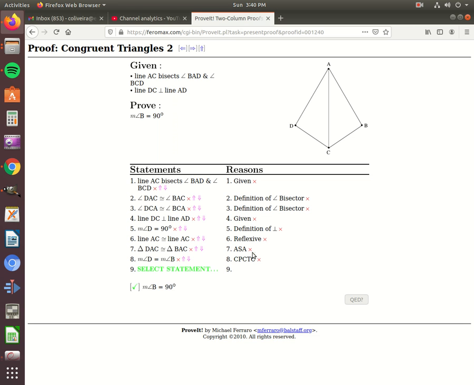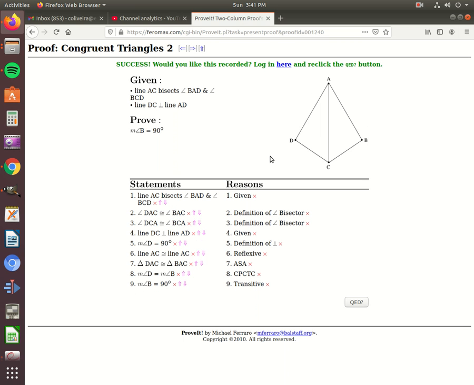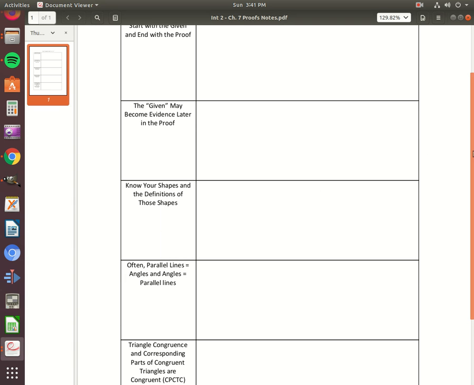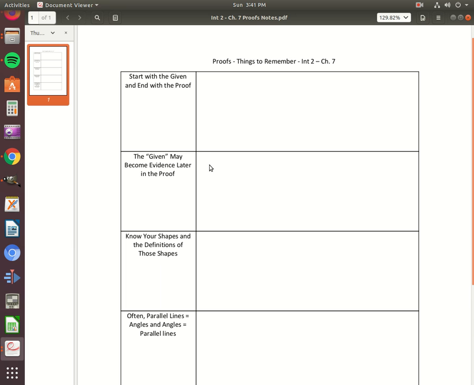And now finally, I'm going to end with what I'm trying to prove. And I only have one extra choice, so it's got to be transitive. But transitive is very much like substitution. Like, hey, this equals 90 and this equals this, so they equal each other, right? If A equals B and A equals C, then B equals C. So these must be equal because of transitive. And let's see if that's true, and I got it right. So a lot going on with this proof, but you can see how I was able to use this logic, right? I started with the given and ended with the proof. I told a logical story.